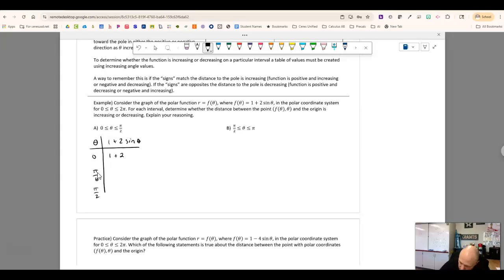1 plus 2 times sine of 0 is 0, so this gives me 1. 1 plus 2 times sine of pi/6, which is 1/2, gives me 2. And at pi/2, 1 plus 2 times sine of pi/2, which is 1, gives me 3. Okay, so is our distance increasing or decreasing from the pole? Well, look at our radius. What's happening to our radius here? 1, 2, 3. Our distance is increasing.